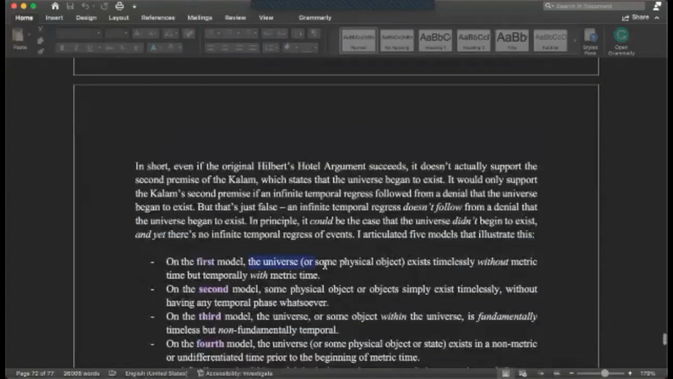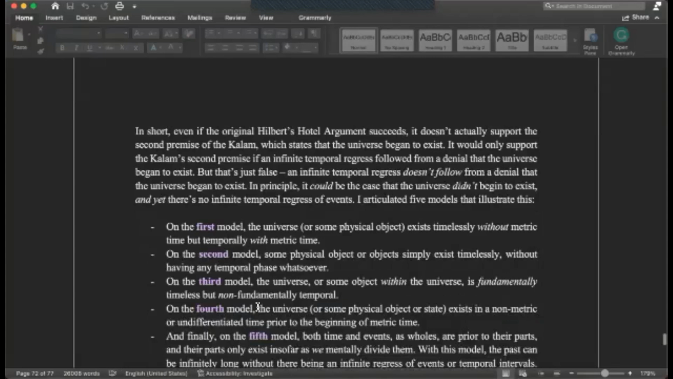On the first model, the universe, or some physical object, exists timelessly without metric time, but temporally with metric time. On the second model, some physical object or objects simply exist timelessly, without having any temporal phase whatsoever. On the third model, the universe, or some object within the universe, is fundamentally timeless, but non-fundamentally temporal. On the fourth model, the universe, or some physical object or state of affairs, exists in a non-metric or undifferentiated time, temporally prior to the beginning of metric time.